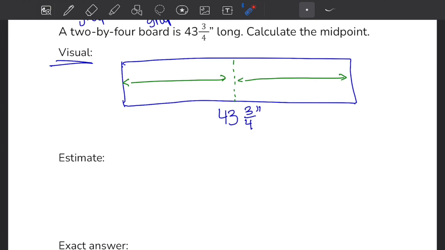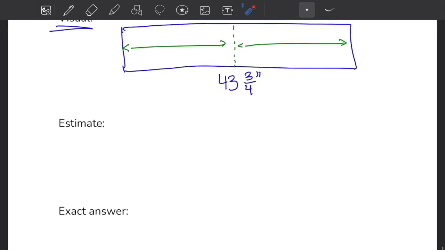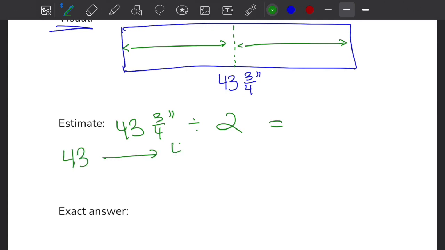So I can easily put this into my calculator right off the bat, but I'd like to try to estimate it first. So to estimate 43 3/4 of an inch divided by 2, I am going to round. Okay, I'm going to take this number and round it to the closest even number. Now I'm choosing an even number because it's easier to divide even numbers by 2 than it is to divide odd numbers. So 43 3/4, it's between 2 numbers. It's between the number 43 and 44.